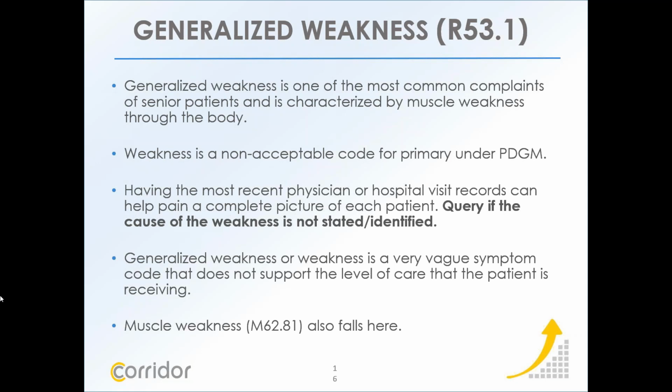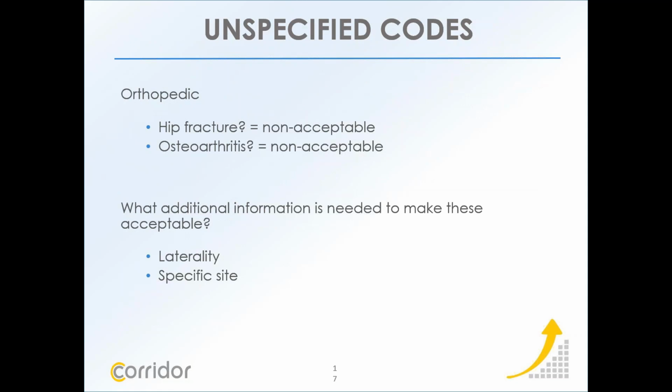Next slide, please. So here are some examples of unspecified codes, and these are our general culprits that we see a lot of times in documentation. It'll just say hip fracture, or it'll just say osteoarthritis. And again, what information do we need to make these codes acceptable? We need things like laterality and specified site.